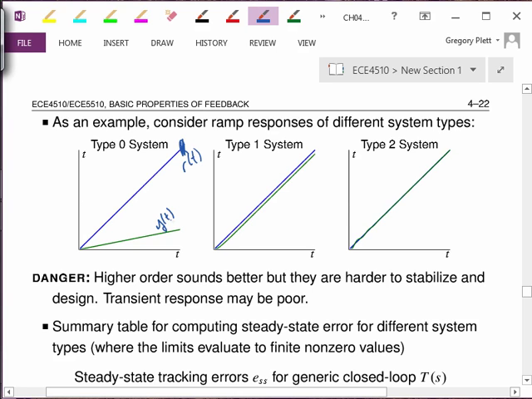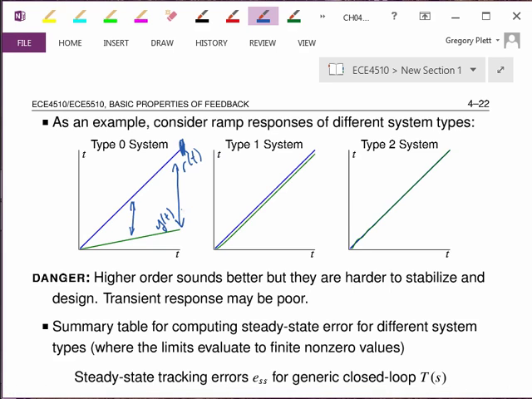If a type 0 system tries to track a ramp, it's going to try as hard as it can, but you'll notice that the error gets bigger and bigger and bigger as time goes on. And so in steady state, there's infinite error when a type 0 system tries to track a ramp input.